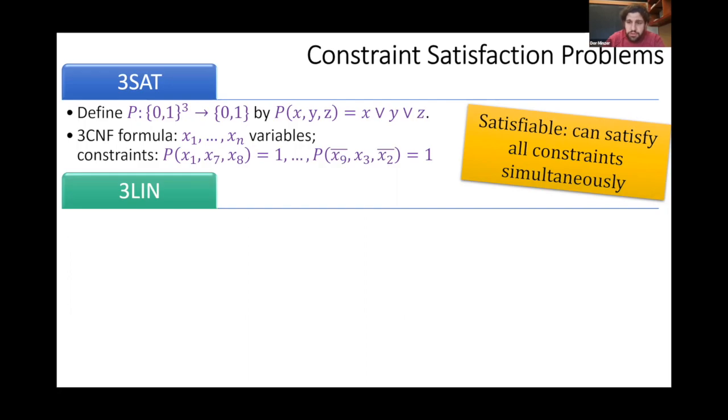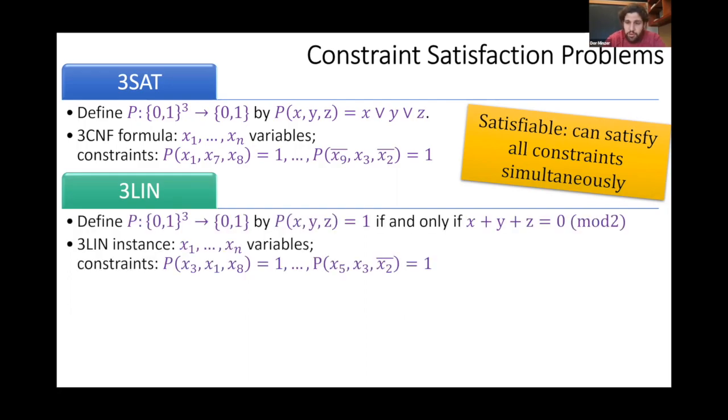Another example is three-LIN. Again, I'm going to formulate it using a predicate. Now the predicate again takes 3 bits as the input and outputs 1 bit. And P of X, Y, Z is 1 if and only if the sum modulo 2 of X, Y, and Z is 0. With this predicate in mind, an instance of three-LIN consists of a set of variables x1 to xn and constraints, again of the same form.